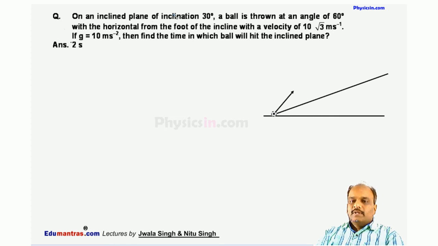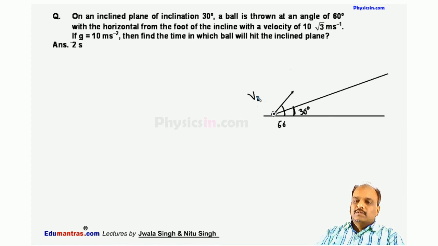On an inclined plane of inclination 30 degrees, this angle of inclination is 30 degrees with the horizontal ground. A ball is thrown at an angle of 60 degrees with the horizontal. This angle is 60 degrees. The ball is projected from the foot of the plane with a velocity v0 equal to 10 root 3 meter per second.